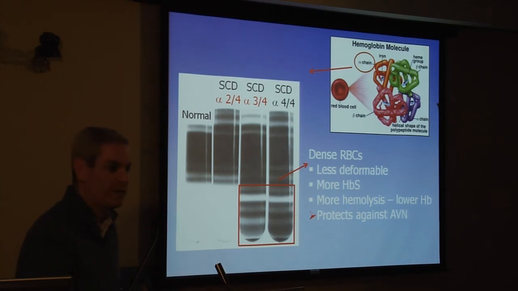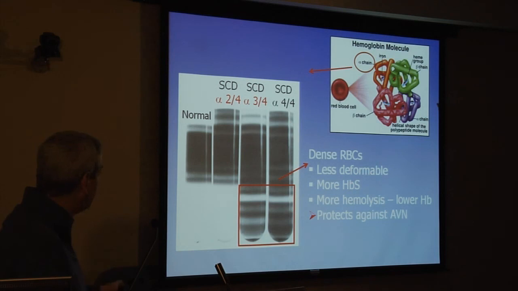So if you make normal amounts of this alpha chain, your blood tends to be thicker, you tend to have more sickle inside your red blood cells. Your blood cells don't bend as well as they go through circulation. And so you also get more destruction of your red cells. And this is thought to protect you against avascular necrosis.